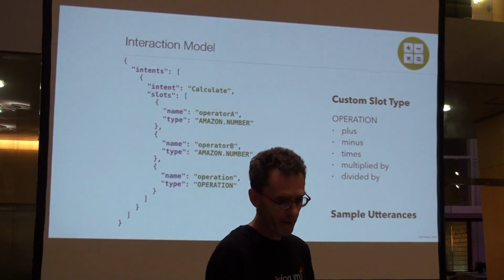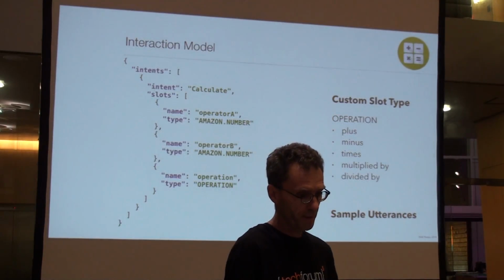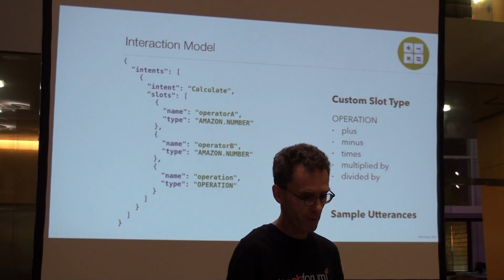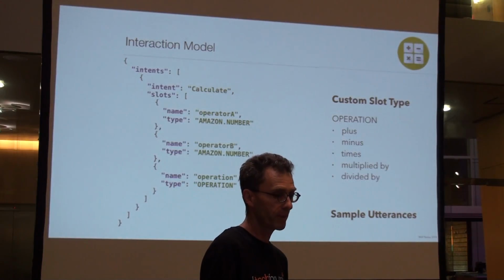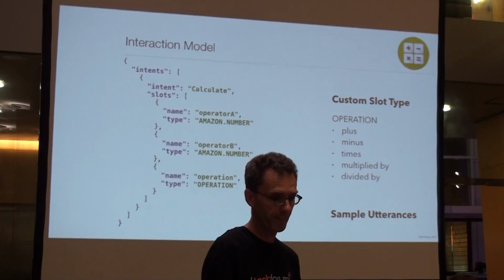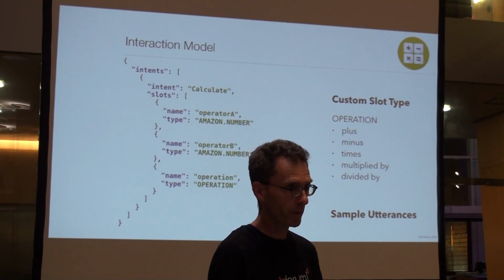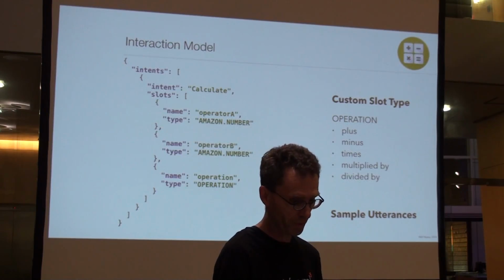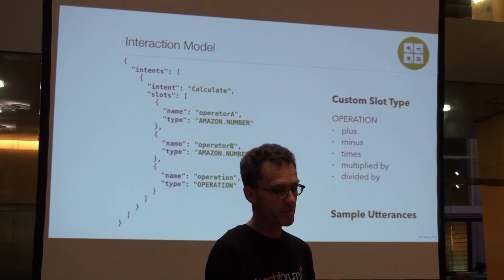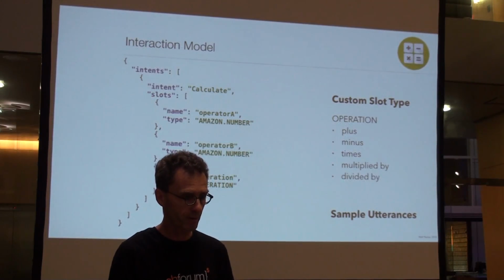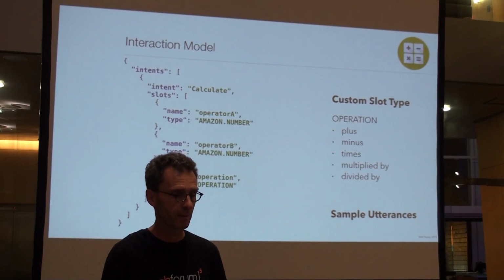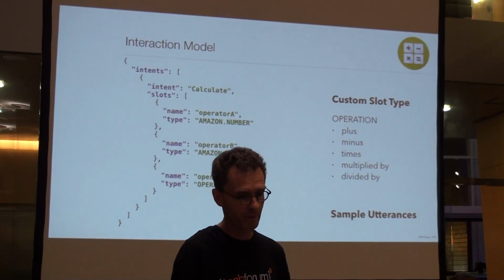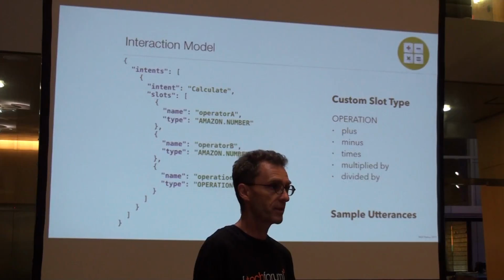It's too fast. So now our interaction model contains the intent. We call it calculate, and we have 3 different slots: operator A, operator B, and operation. And then we have one custom slot type that has all the different operations that we want. And then, of course, we have the sample utterances. Those 3 things make up the interaction model. So we have the JSON document describing the intent, or intents if you have multiple, you have your custom slot types, and you have your sample utterances. And you upload all that into the Alexa server.